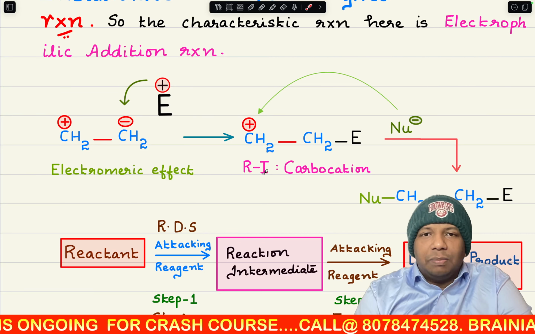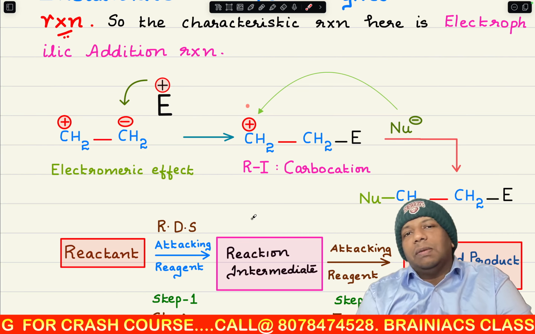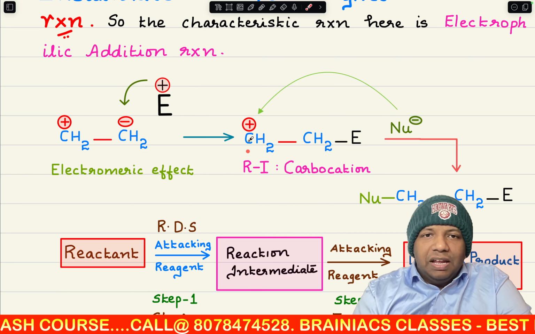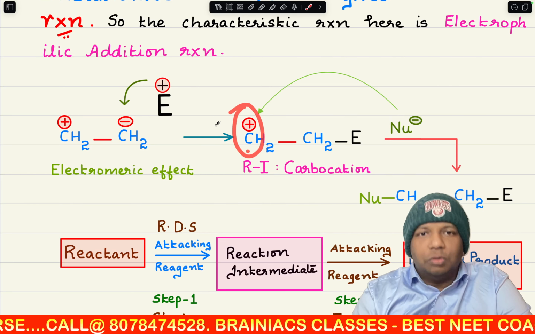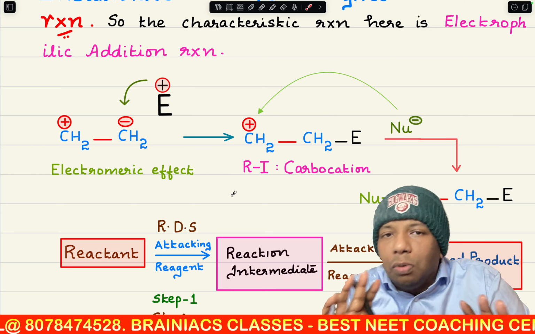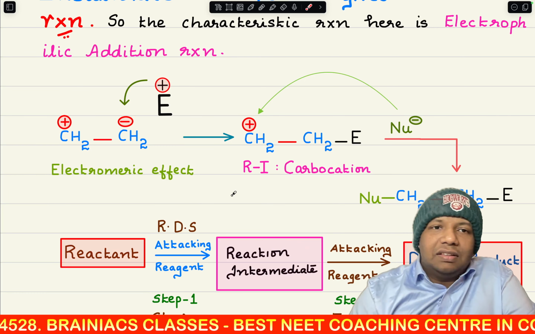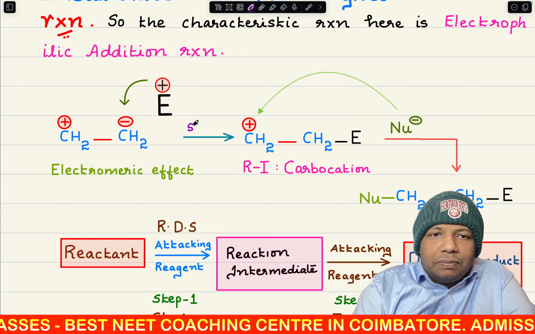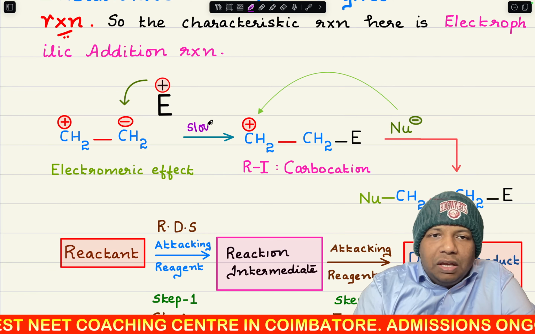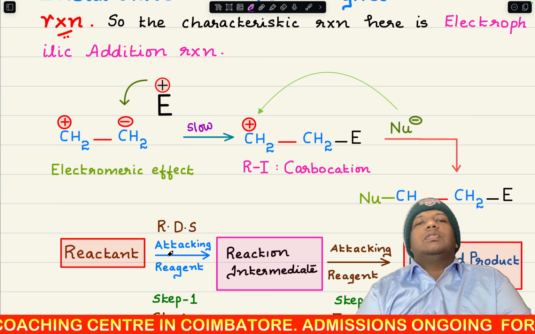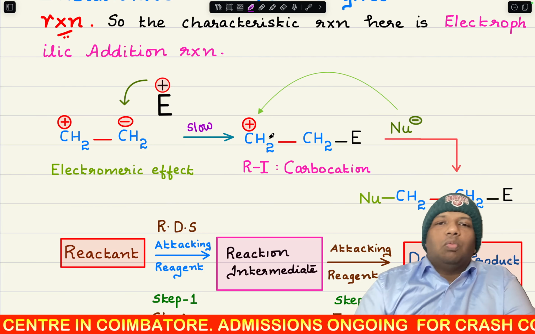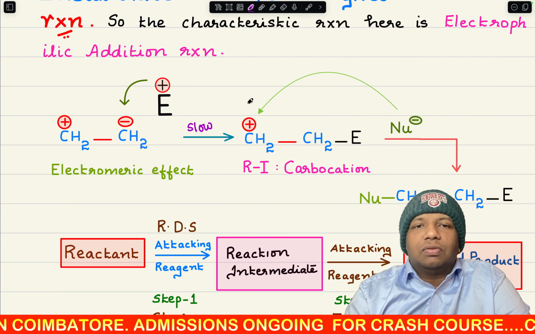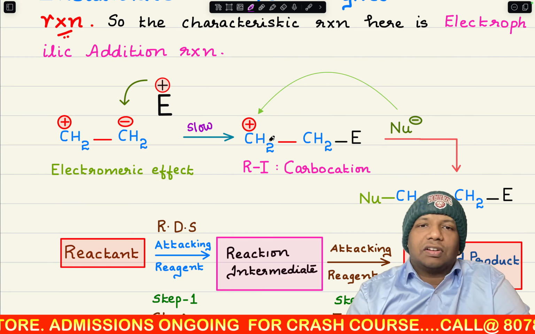Why is it called an intermediate? Because this is somewhat stable. This type of intermediate with the carbon carrying the positive charge is called a carbocation. So please understand, this first step that I have mentioned here is a very slow step. It will take time for this to happen. Once this carbocation is formed, it will stay in the reaction medium.